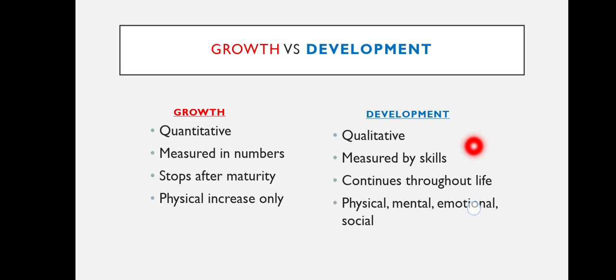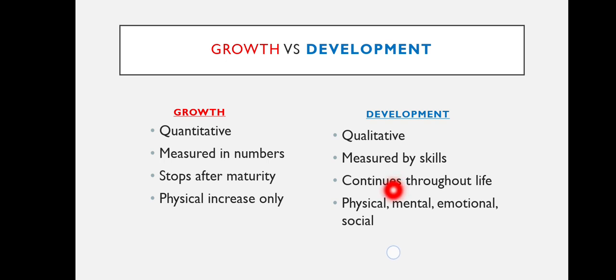What happens to growth? As someone grows, growth stops after maturity. The maturity we are talking about is early adulthood. In the ages of 21, 22, someone would have ceased growing. And that's one thing about growth. How about development? Someone can develop throughout their life. Someone can gain skill throughout their life. Someone can gain wisdom throughout their life. Someone can continue attaining degrees throughout their life.